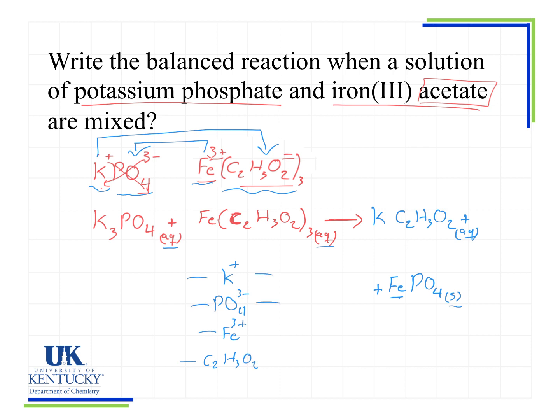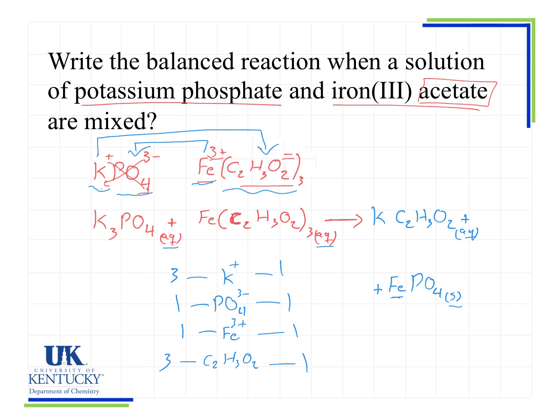So how many of each of these do we have in the reactant and product? For potassium, we have 3 in the reactant, we have 1 phosphate, we have 1 iron, and we have 3 acetate. In the product, we have 1 potassium, 1 acetate, 1 iron, and 1 phosphate.